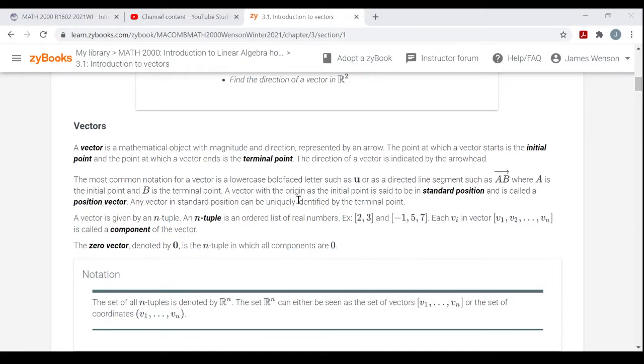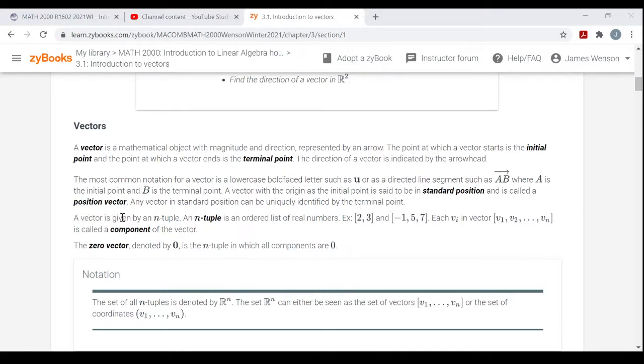A vector with the origin as its initial point is said to be in standard position and is called a position vector. Any vector in standard position can be uniquely identified by its terminal point.